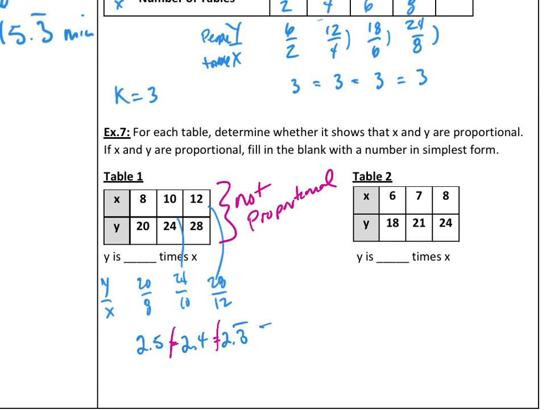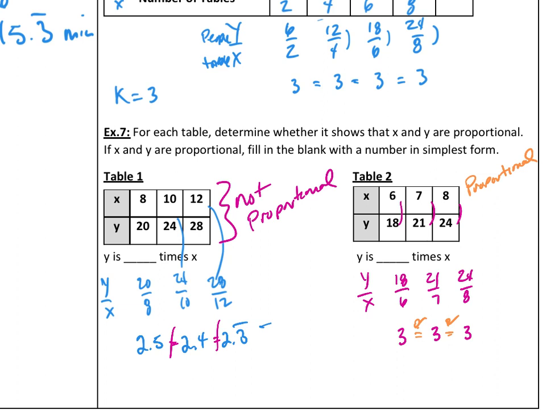We're going to do the same thing with table 2. Table 2, again, we write out y over x. So fill that out. For each one of these, you're going to write the ratio of y over x, and you're going to simplify each one of these. So 18 divided by 6 is 3. 21 divided by 7 is 3. 24 divided by 8 is 3. So our question is, are these equivalent? And yes, they are. So if the unit rates are all equivalent, then this is proportional.